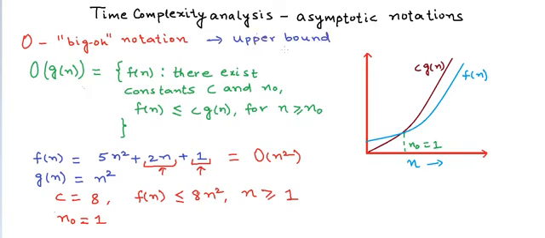And in time complexity analysis, this is very useful because we can say that, hey, this is the upper bound of the rate of growth of time, and the time cannot grow faster than this. Now, one more important thing here is that this c and n naught can be chosen differently. So for the same function f(n) and g(n), we can choose different c and n naught, and still our conditions may be valid.